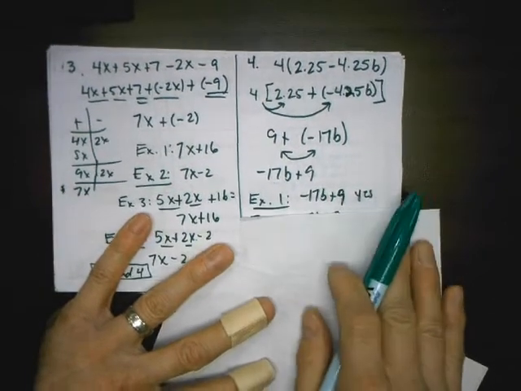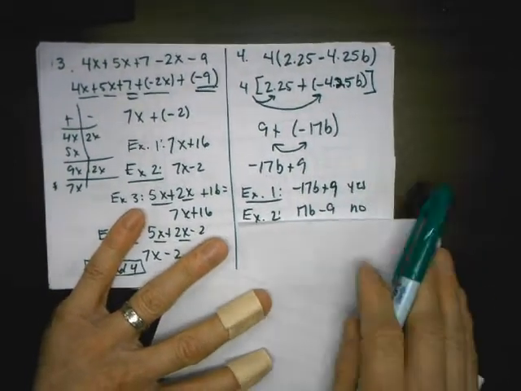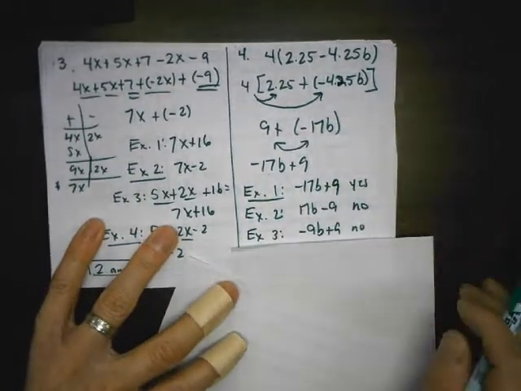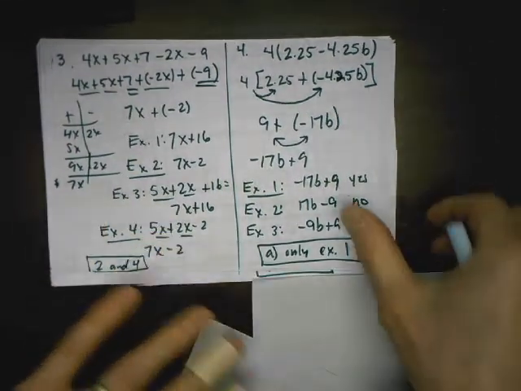Then I look at my expressions. I see that expression 1 is the same, expression 2 is not. It has the wrong signs, and expression 3 is not. So the answer that time is only expression 1.